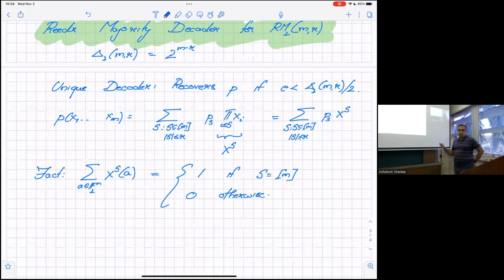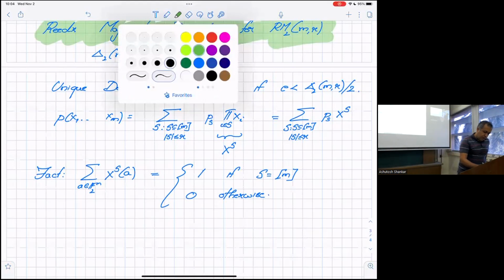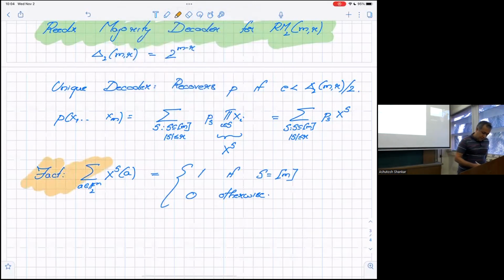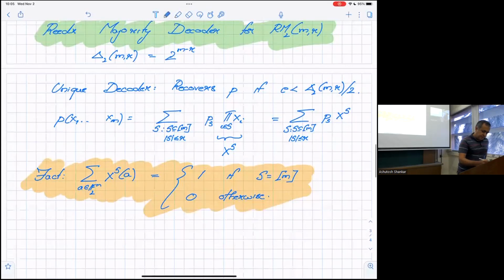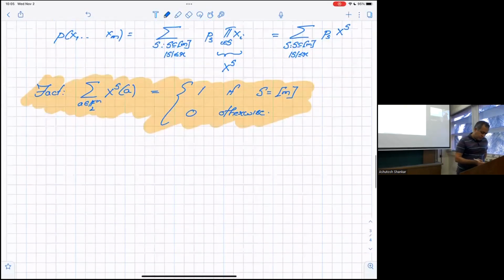So people, this is the crucial fact. This is basically all of it: the Reed-Muller majority decoder is going to hinge on this. So based on this, let's see the following proposition.